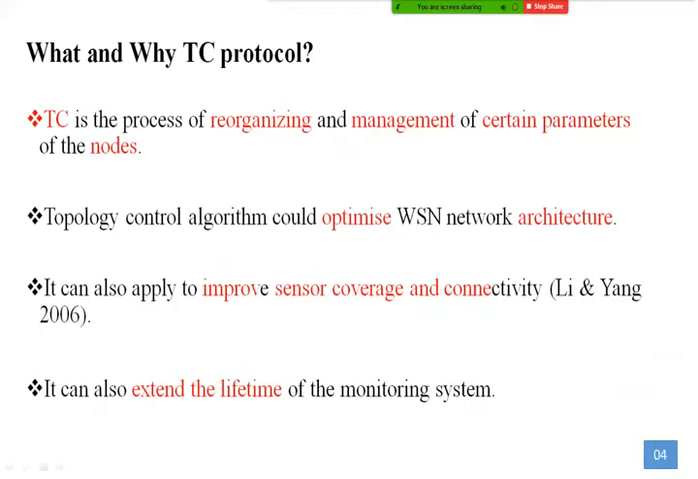What and why TC protocols? TC means topology control protocol. Topology control protocol is composed of topology construction and topology maintenance. Basically, it works on node parameters and the connection of the nodes.